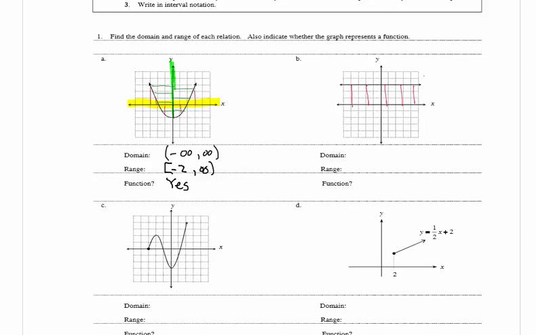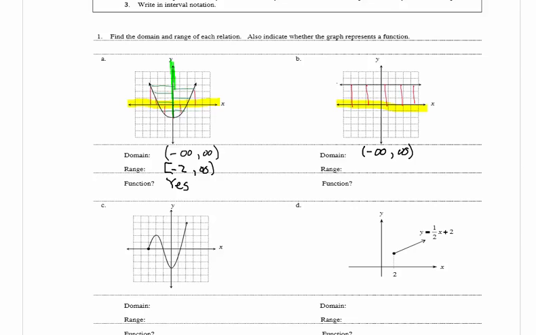And here, our arrows indicate that we're going to go right forever and left forever. So these red vertical lines are going to continue forever. And when we darken our x-axis, we're going to darken the entire line. So that means that our domain is negative infinity to infinity. And now for our range, we want to draw horizontal lines from the y-axis to the relation.